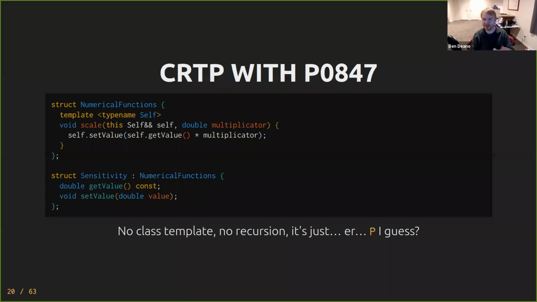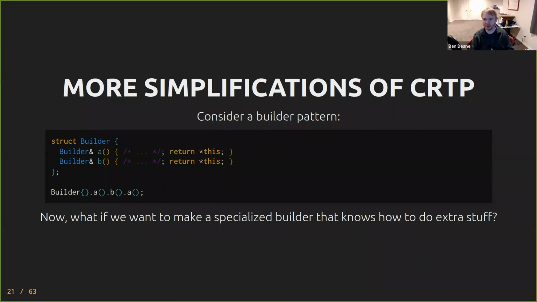Okay, so CRTP kind of sets the stage for a builder pattern. A builder pattern today would look something like this. You want to use what's sometimes called fluent style, where you chain these function calls together. The basic idea is that the methods return a reference to the thing so that you can keep chaining the function calls. And this is a common pattern in some styles.